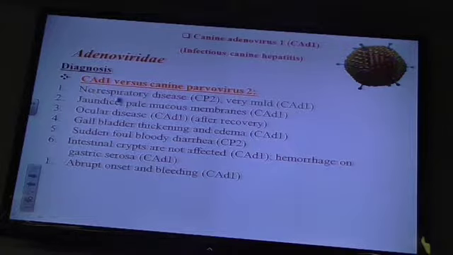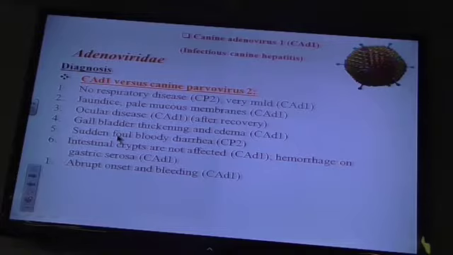With parvo, there is no respiratory disease. And if it happens in adeno, it's mild. So it can be a little bit tricky. It may not be present, it may be very mild, but there are other symptoms. The jaundice, obviously, does not happen in parvo, it happens in adeno. The ocular disease does not happen in parvo, it happens in adeno. The gallbladder thickening and edema in adeno.